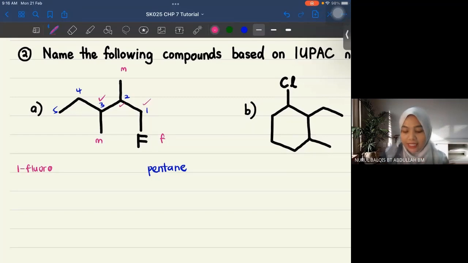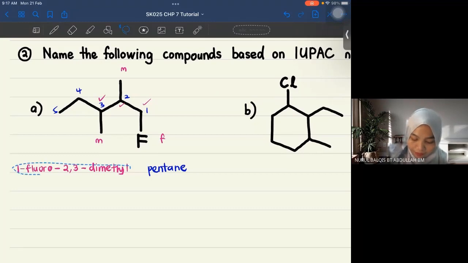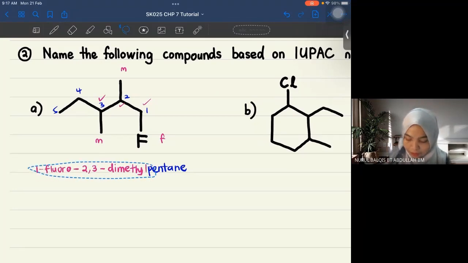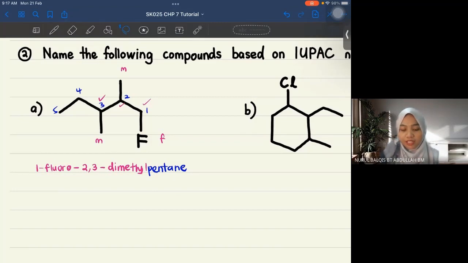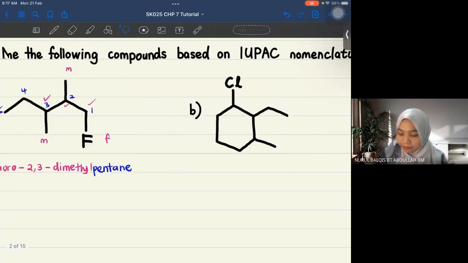Okay, lepas tu kita ada carbon number 2 and 3 hold the same substituents, then we need to put prefix before them. Jadi kita kena mention both locations 2, 3. Before we mention the methyl, kita kena letak prefix apa dalam ni? Dimethyl. Yes, dimethyl, and make sure there's no spacing between them. Okay, so siaplah kita punya naming for the first structure. 1-fluoro, 2,3-dimethyl, pentane.